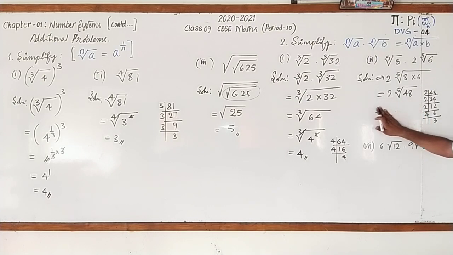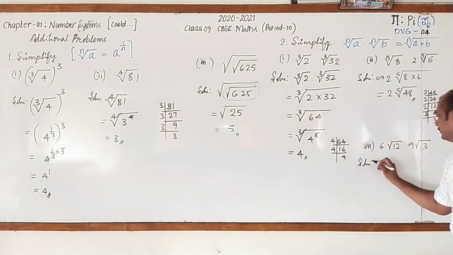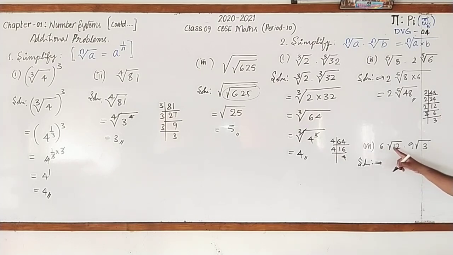Hence you can just keep this as it is. Enough. Next. Go through this one. Here, 6 into root 12 into 9 into square root of 3. Here coefficients 6 and 9 are there. Multiply. 6 into 9 into square root. Order is same. Next, 12 into 3.